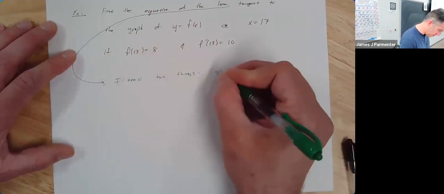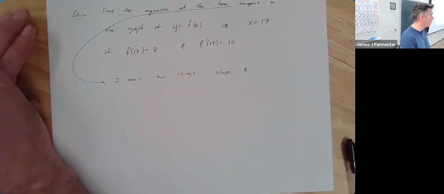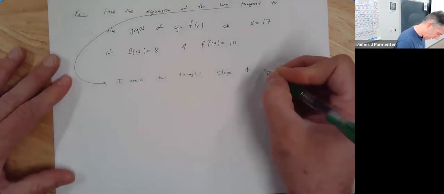Slope is definitely one of them. What other thing would be good to have? Any old point will do. And I'm glad you said a point, right? You can certainly say the y-intercept would be lovely to have, but really any point is great.